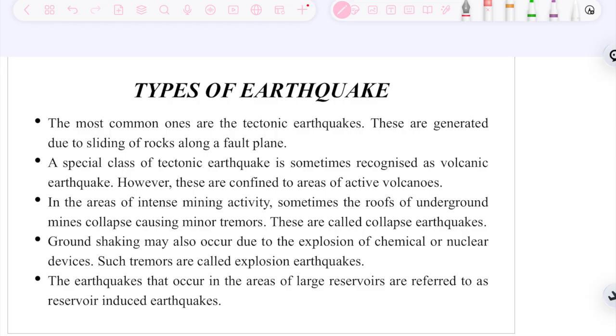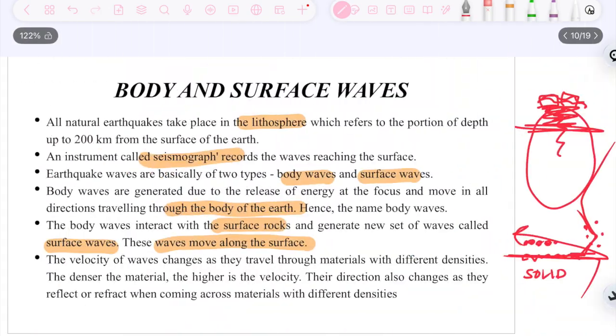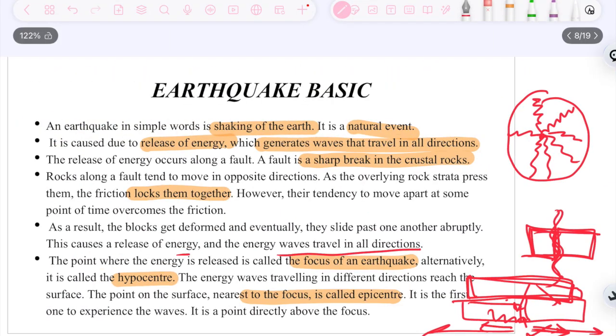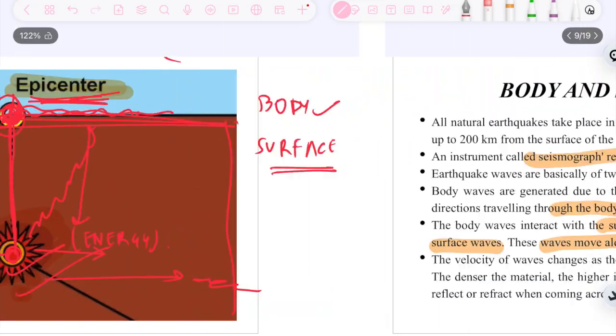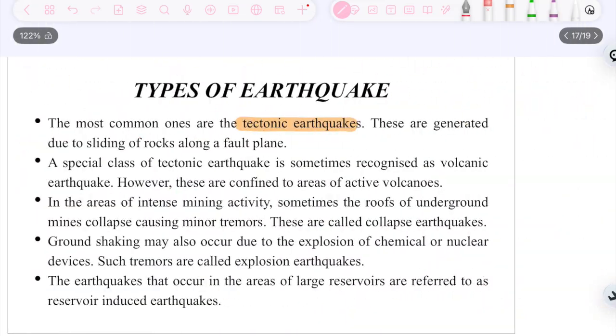Let's look into what the various causes can be. The most common ones are tectonic earthquakes. What are tectonic earthquakes? Where the energy is released through fault lines. They are generated due to sliding of rocks along a fault plane. The whole concept of earthquake that we have understood, and how it is generated, is related to tectonic earthquake. We have only understood tectonic earthquake till now. We will now understand the various other reasons for which an earthquake can be generated.